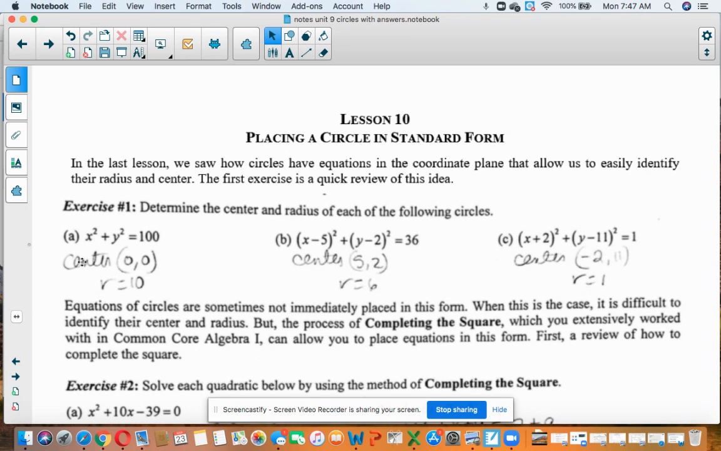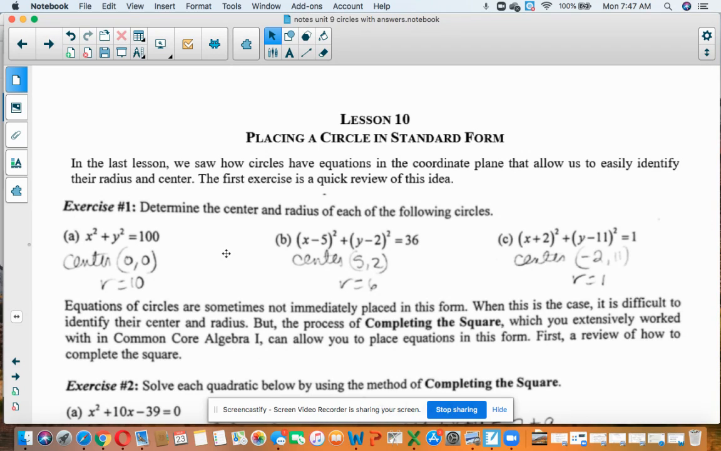A circle that has a center at (0, 0) looks like this, exercise A, x squared plus y squared. Notice there are no numbers next to the x and the y. The number on the right here, this 100, that's the radius squared. So in order to find the radius, we have to take the square root of 100, and that's how I get a radius of 10.